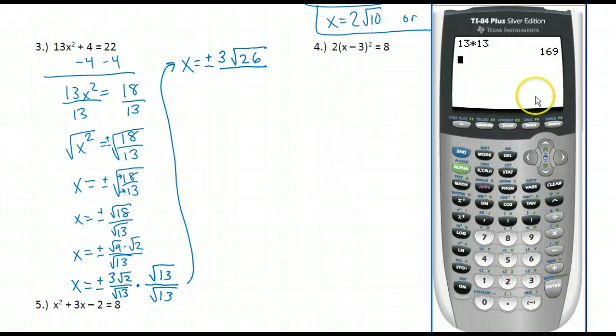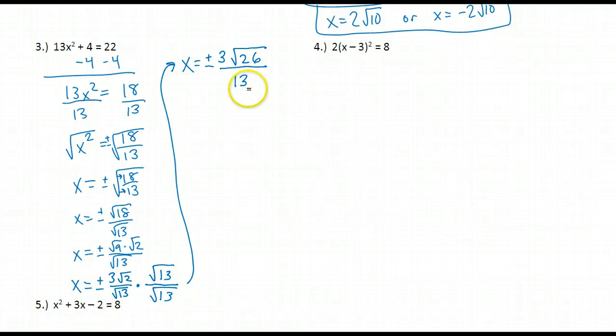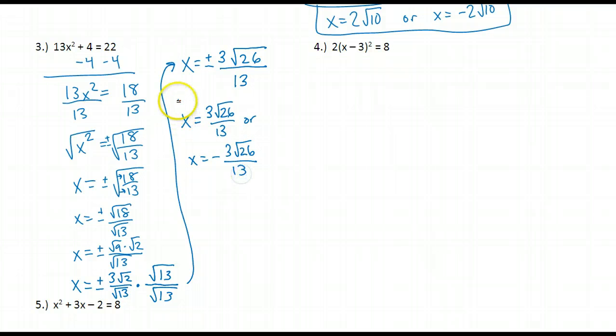which is a perfect square. The square root of 169 is 13. So my final answer is positive 3 square roots of 26 over 13, or x equals negative 3 square roots of 26 over 13.